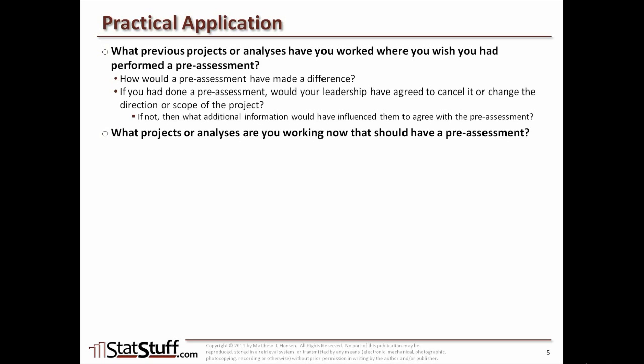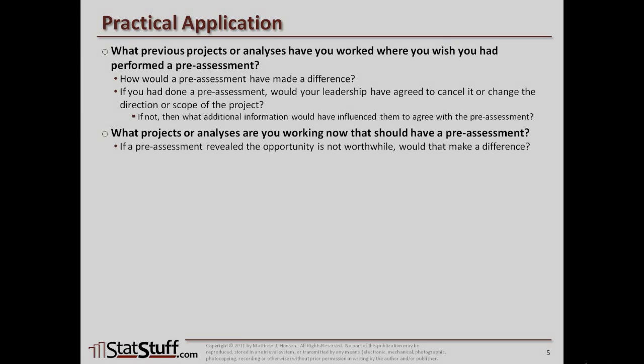Now, next one I want to ask is not just on the projects in the past, but what about the projects now that you're working, or whatever analyses or initiatives that you're working right now? What are those that you have now on your plate that maybe should have a pre-assessment done on those? And if you did a pre-assessment and it revealed that the opportunity isn't worthwhile, would it make a difference in how you executed the project from this point forward?